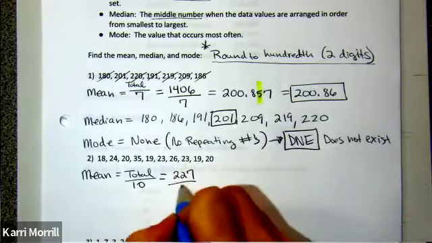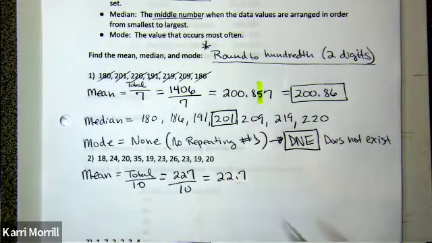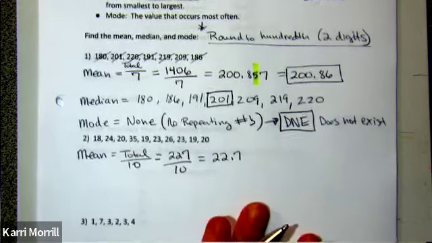And then we're just going to divide that by 10. So that would give you 22.7 when you do that in your calculator. So we don't have to round that one. It's already an ending decimal, and it's in the tenths, not the hundredths. So we're good on that one.